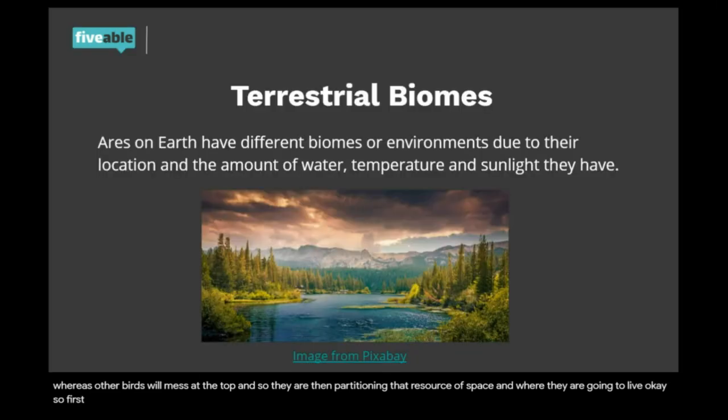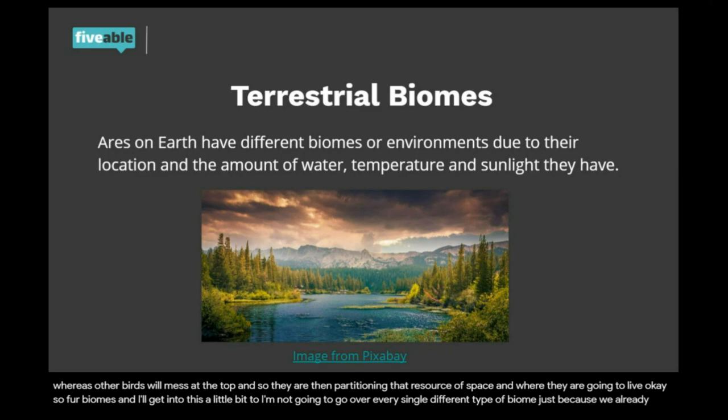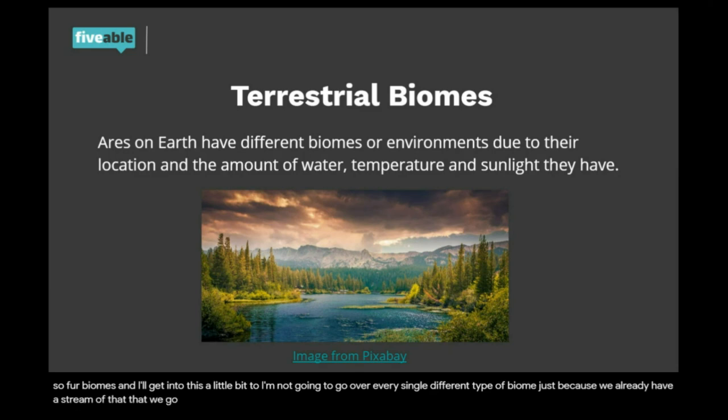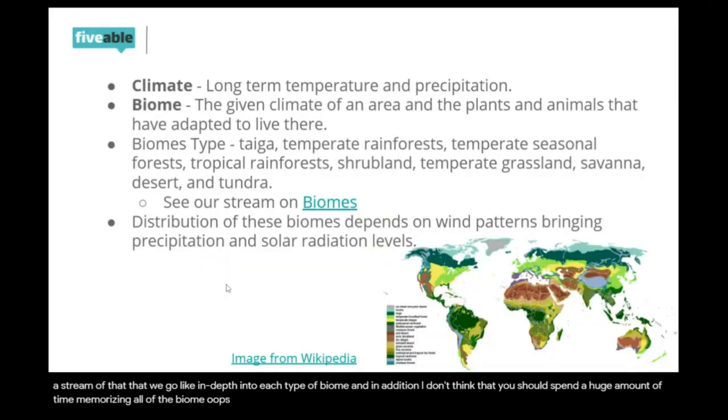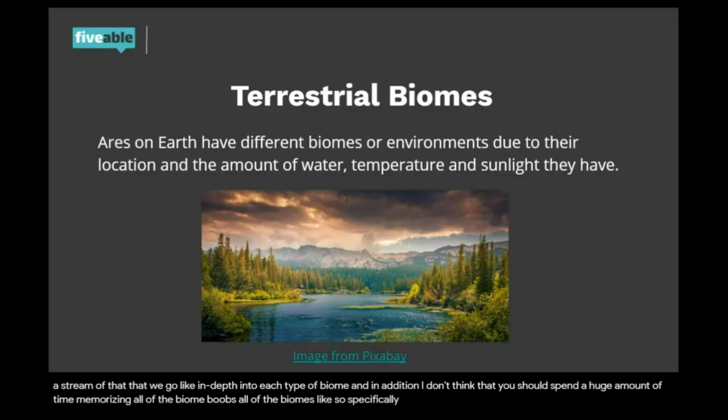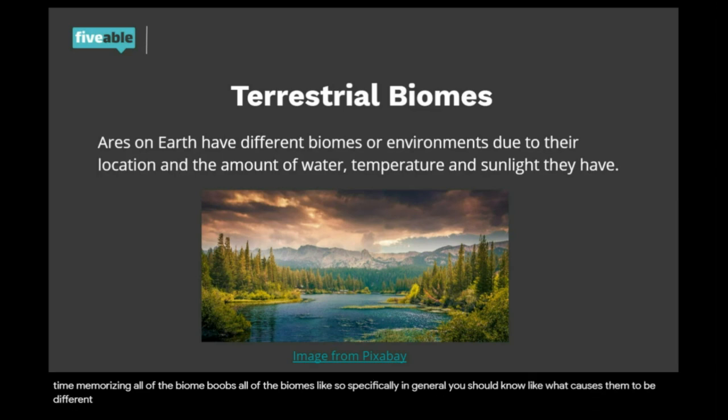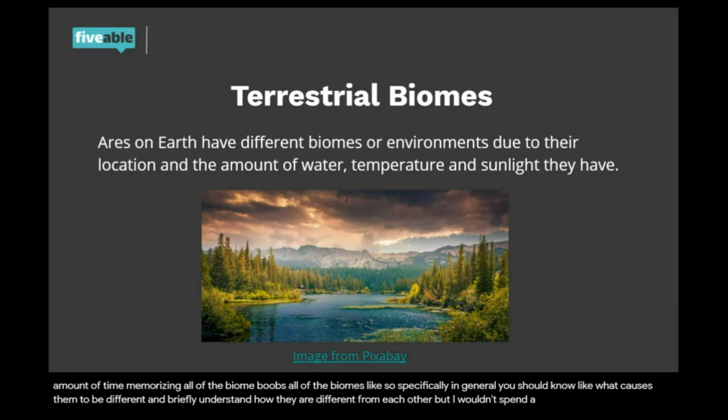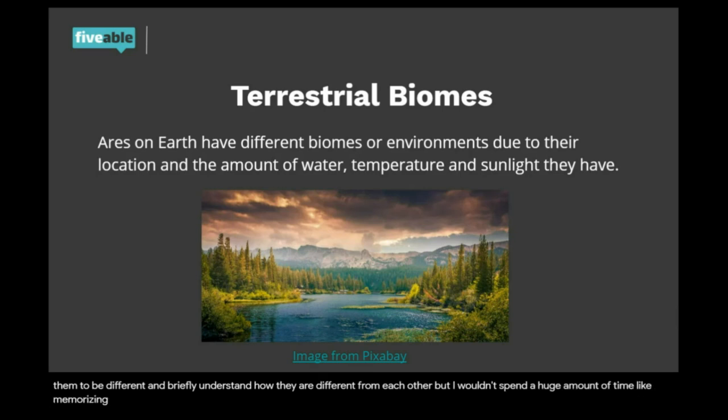Okay, so for biomes, I'm not going to go over every single different type of biome just because we already have a stream where we go in depth into each type of biome. In addition, I don't think that you should spend a huge amount of time memorizing all of the biomes so specifically. In general, you should know what causes them to be different and briefly understand how they are different from each other, but I wouldn't spend a huge amount of time memorizing all these different biomes.